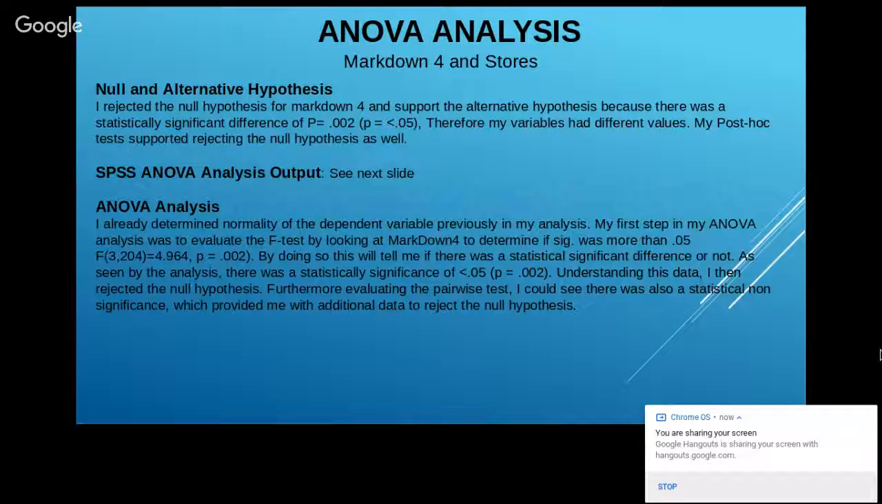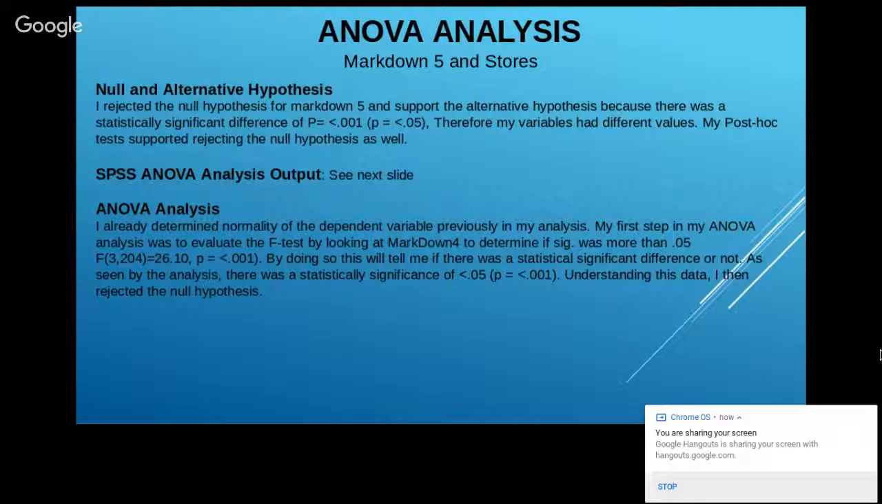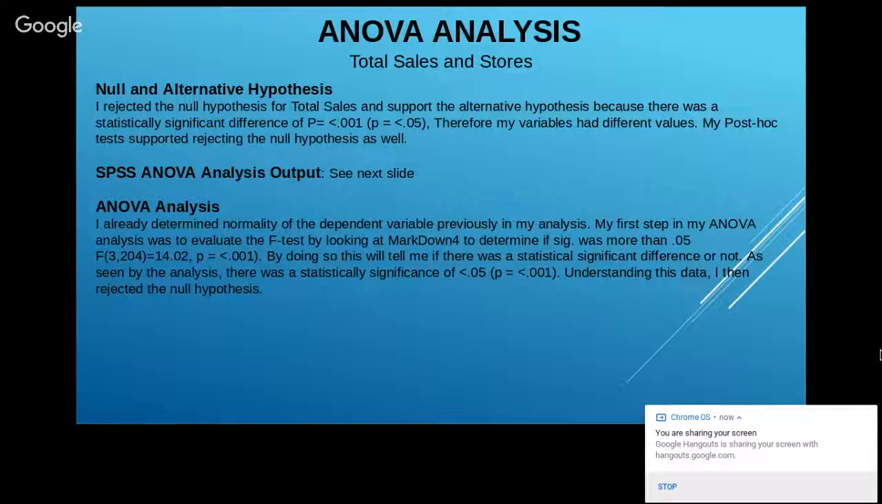Just like the first one, for markdown 4 and markdown 5, I rejected the null hypothesis and went with the alternative hypothesis because their values were different. For total sales, once again, I rejected the null hypothesis to support the alternative hypothesis because there was a statistically significant difference. As you can see in the analysis, understanding its data, I then rejected the null hypothesis.